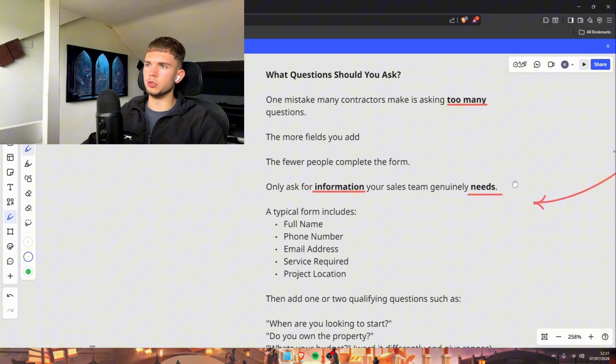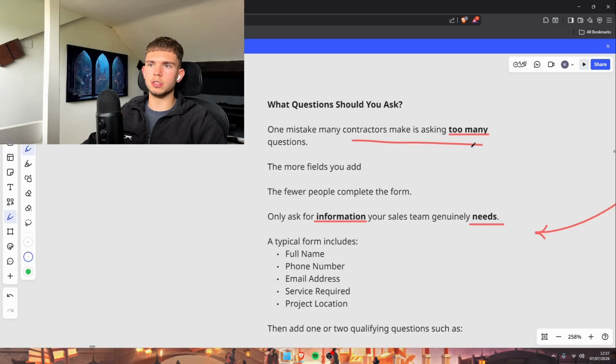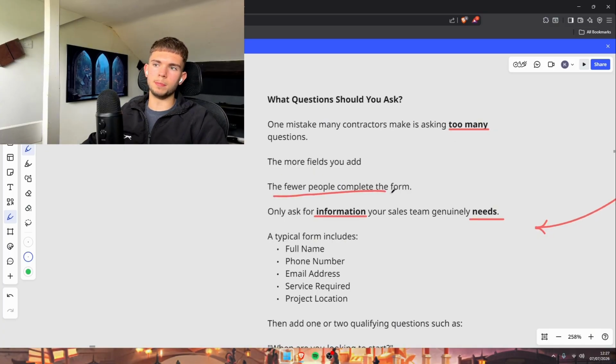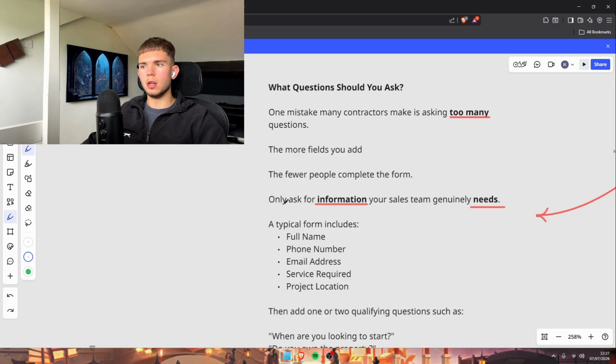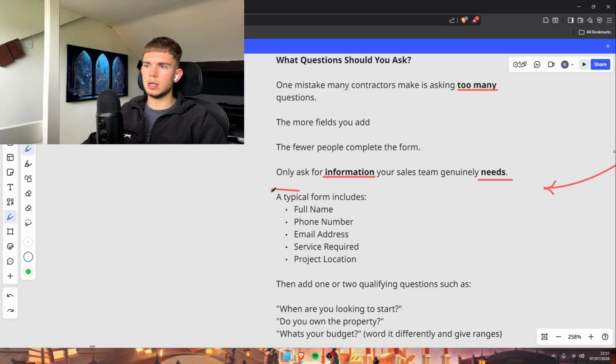Now, what questions should you ask? One mistake many contractors make is asking too many questions. The more fields you add, the fewer people complete the form. Only ask for information your sales team genuinely needs.